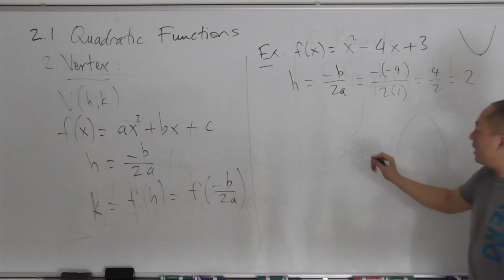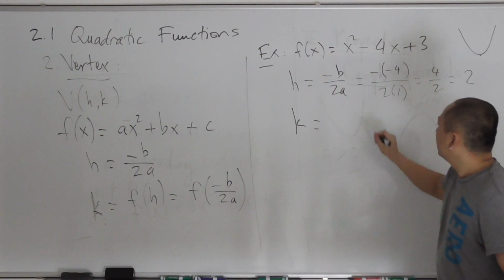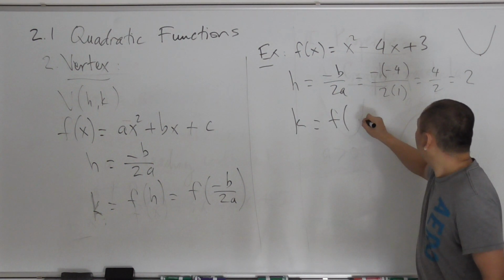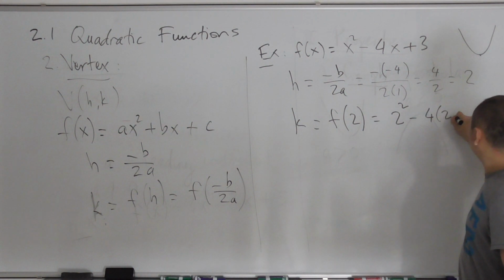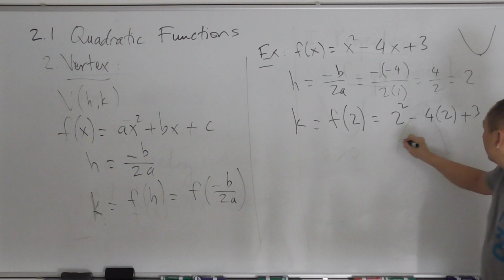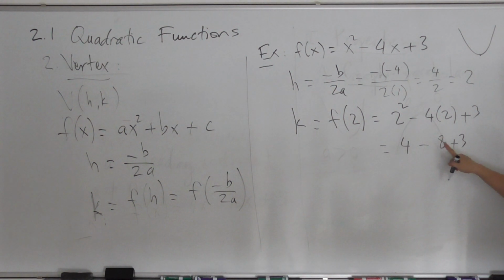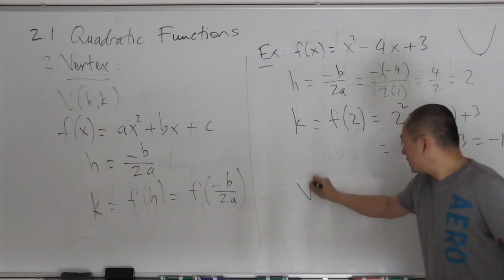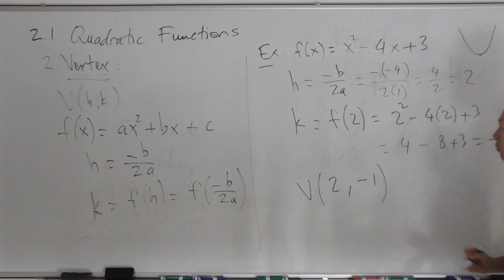After you have h ready, you're going to plug h into the function. Calculate k, which is f of 2, which is 2 squared minus 4 times 2 plus 3. We have 4 minus 8 plus 3. 4 minus 8 is negative 4, plus 3 is negative 1. So the vertex is at (2, negative 1).